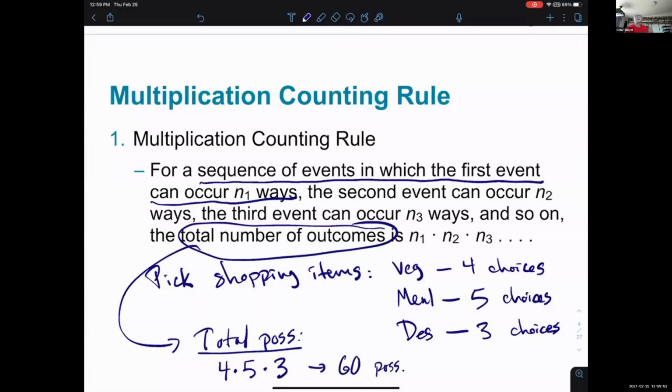Can someone think of a simple example? I'm going to recommend everyone try to think of a simple example, and maybe someone will share one, of a sequence of events or choices to be made where each one has a different number of ways it can occur, and then how we would multiply those to get the total number of outcomes that are possible. Anyone have one they want to suggest? And please try to think of one, even if you don't want to suggest it.